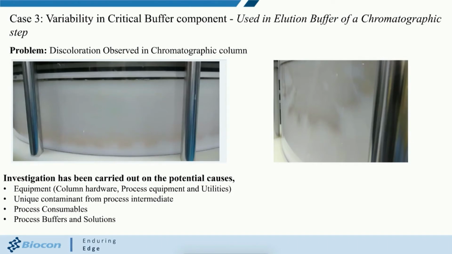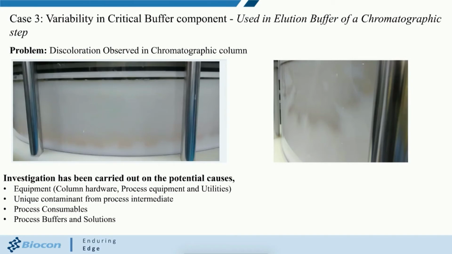We also checked for any unique contaminant coming from the process intermediates. We checked the load, whether the load had any different color. We passed that load through UV at different wavelengths to see whether there was any color absorption. We also looked at process consumables, anything coming from the bags or the filters or tubings. And finally, we collected all the process buffers and solutions which were used for the specific batch.